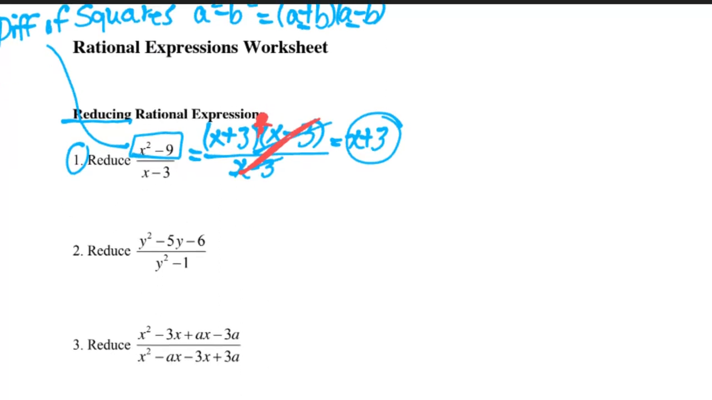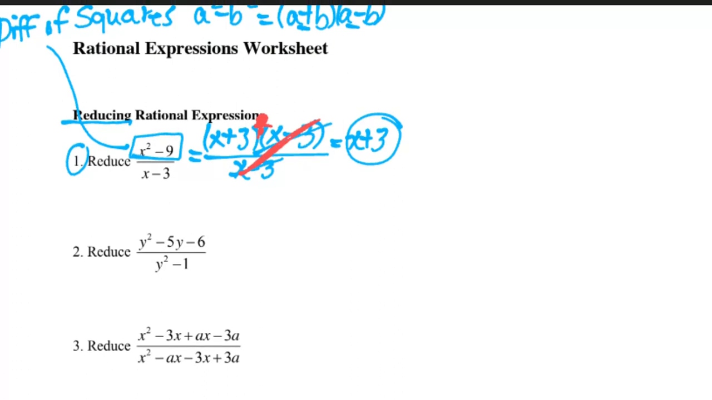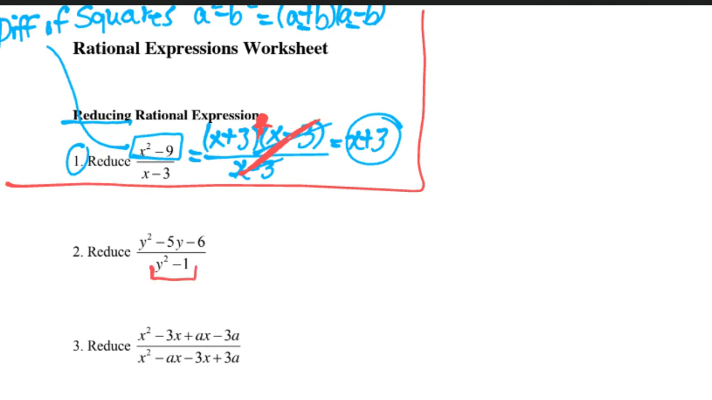All right, let's try the next one. Just draw a little line here in case I need the space. Okay, so now I need to reduce y squared minus 5y minus 6 over y squared minus 1. Hey, look, y squared minus 1 is another difference of squares, abbreviated DOS. And so that means I can factor the denominator. The square root of y squared is y. The square root of 1 is 1.